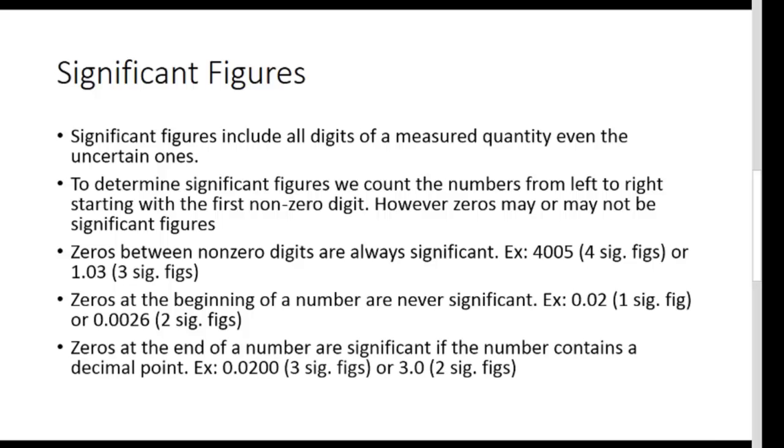Zeros at the end of a number are significant if the number contains a decimal point. So if we change 0.02 to 0.0200, we now have 3 significant figures instead of 1.